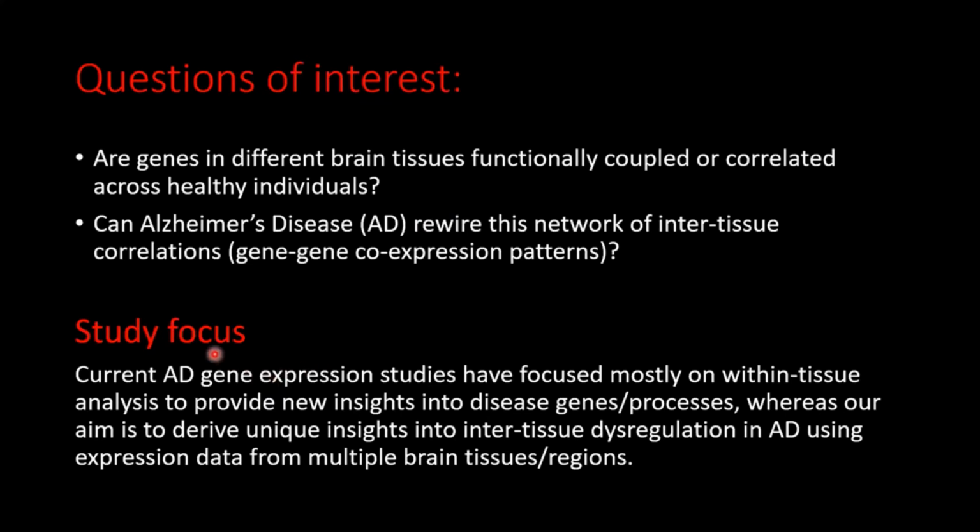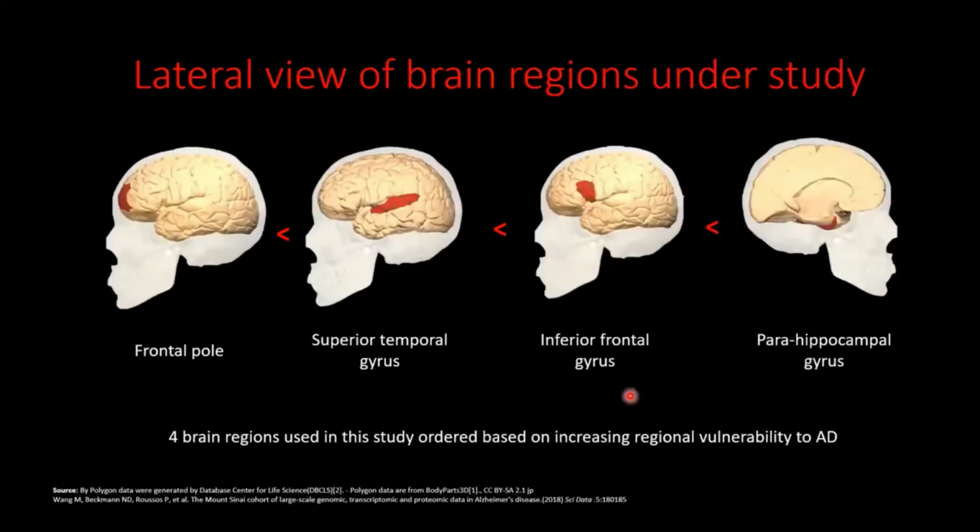As far as I understand, most of the AD gene expression studies are focused on single tissue analysis, and to actually provide further understanding into such a degenerative disease, it's necessary to understand the intertissue distribution from multiple regions of the brain. So this is the lateral view of the brain regions under study. Here we see that we are studying four different brain tissues or brain regions, namely the parahippocampal gyrus, inferior frontal gyrus, superior temporal gyrus, and frontal pole. It is ordered based on regional vulnerability to AD.